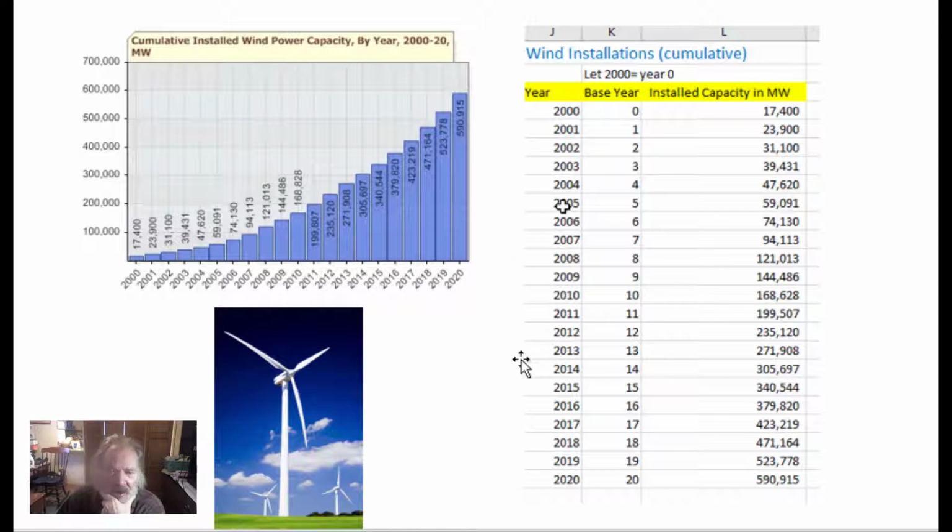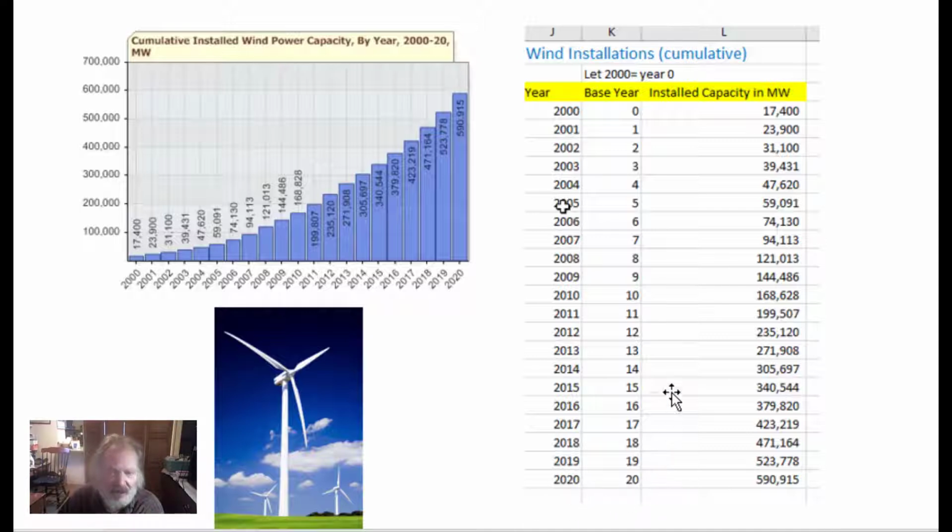Okay, so here now we're going to look at wind. And here is what's in your project folder. And this is just this data translated to an Excel file. And you have this Excel file. It's right next to the other one. And so we're going to look at wind, and we're going to be trying to project how much wind we can expect to have operational in 2050.